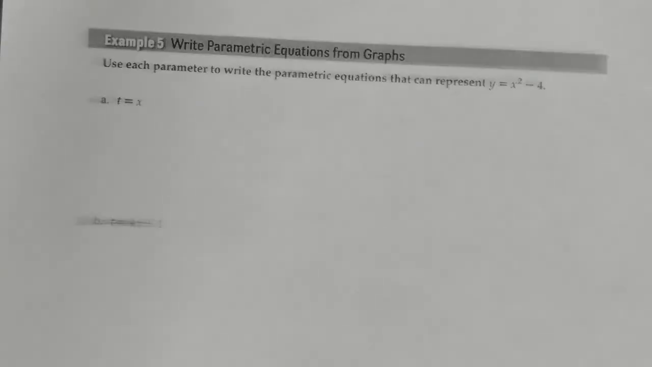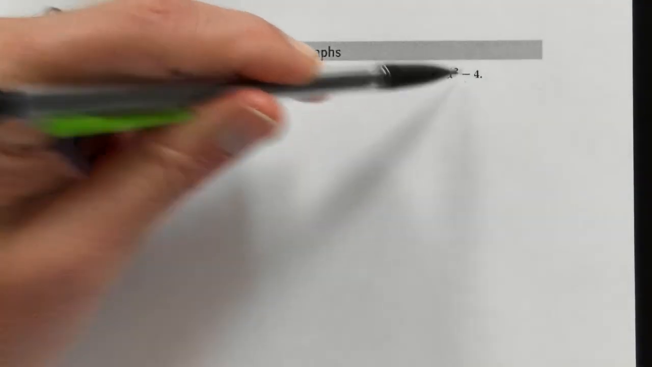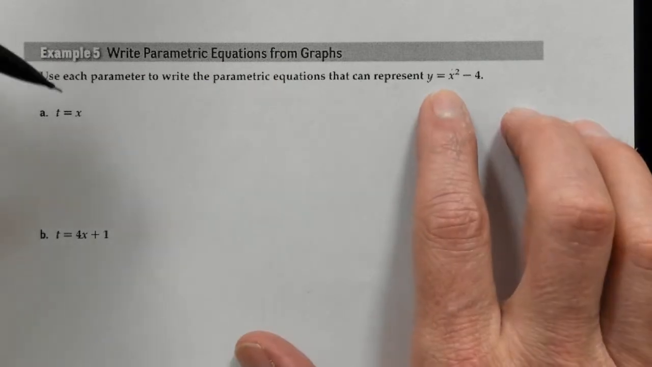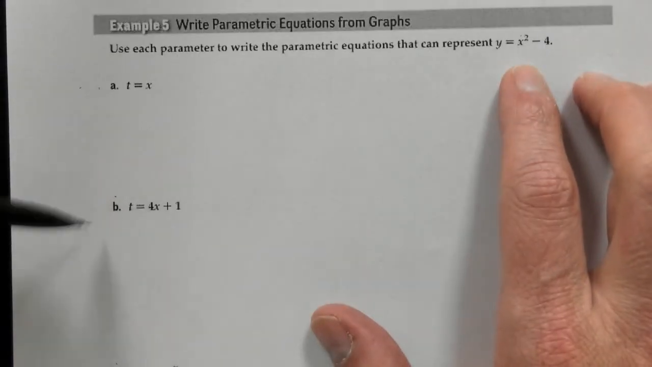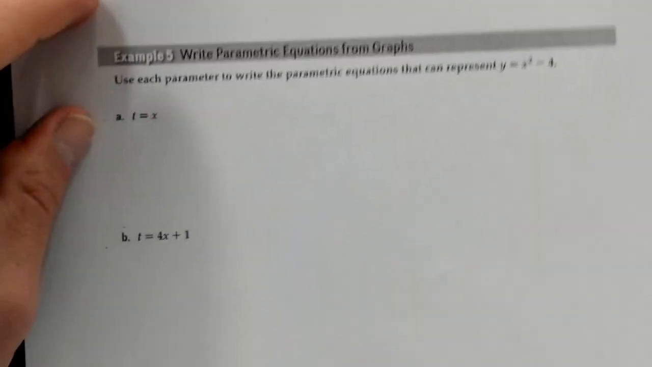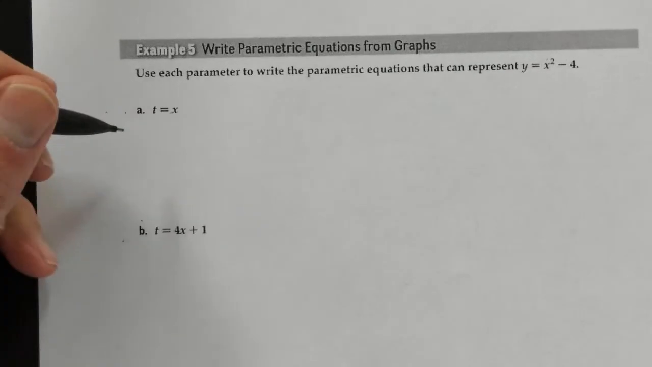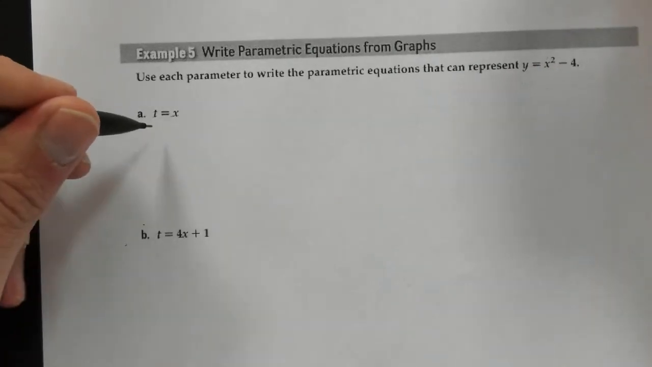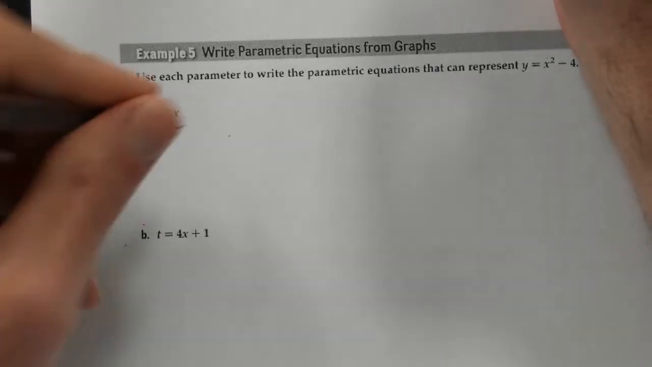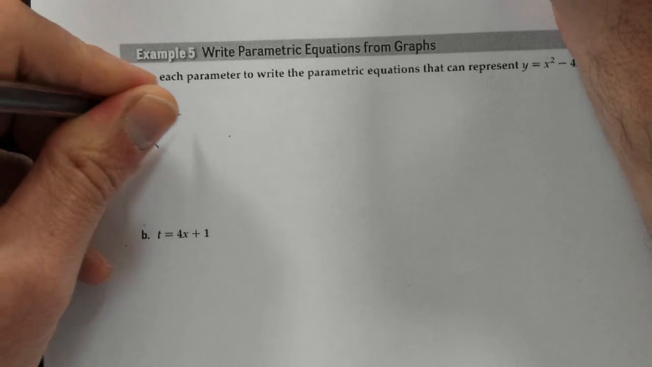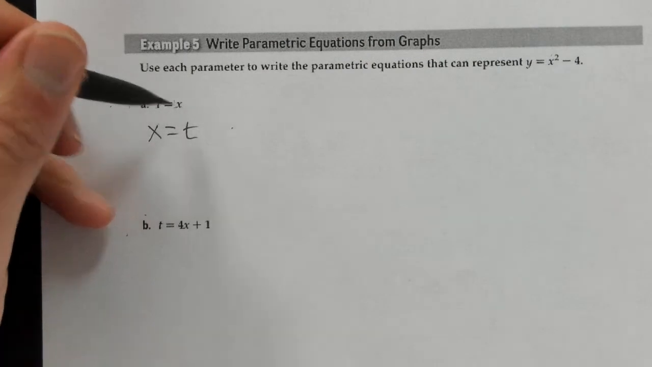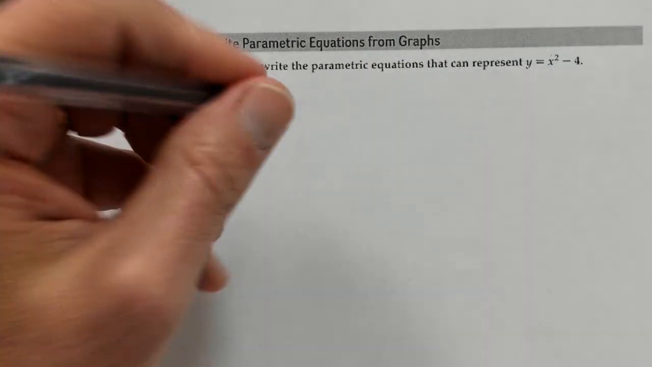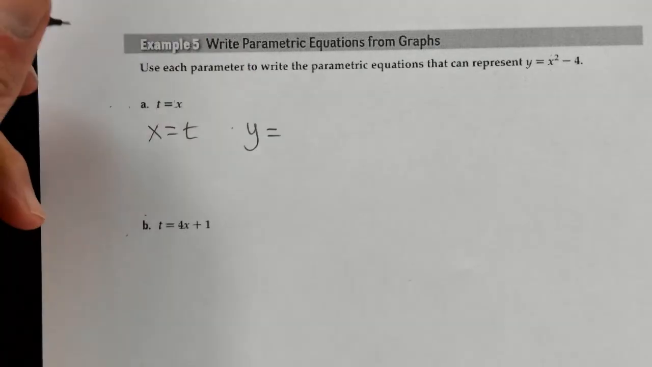In this one, we want to use each parameter to write parametric equations that can represent y equals x squared minus 4. So there's my rectangular equation. I have three different parameters that I'm going to use to write parametric equations for this rectangular equation. The first one I have is t equals x. I need to use that parameter to write parametric equations for x and y. Well, x is easy. If t equals x, then x equals t. That's the parametric equation for x. And of course, when they're equal to each other, it's also very, very easy to get the y parametric equation, because all I will have to do now is change the x to a t.